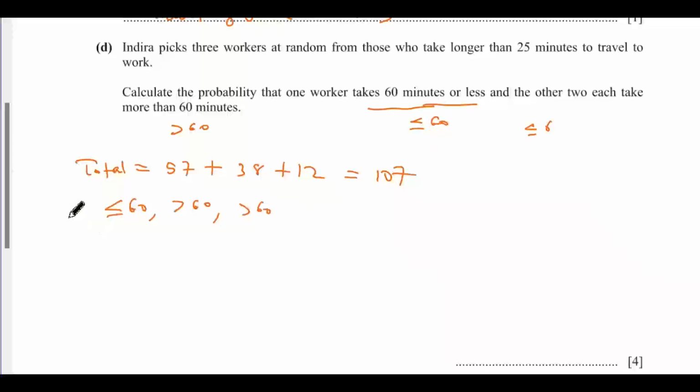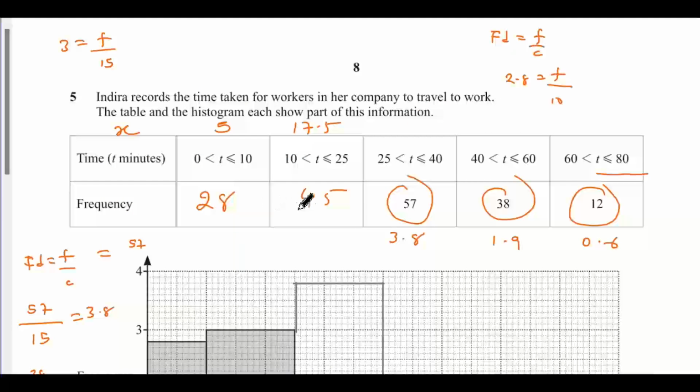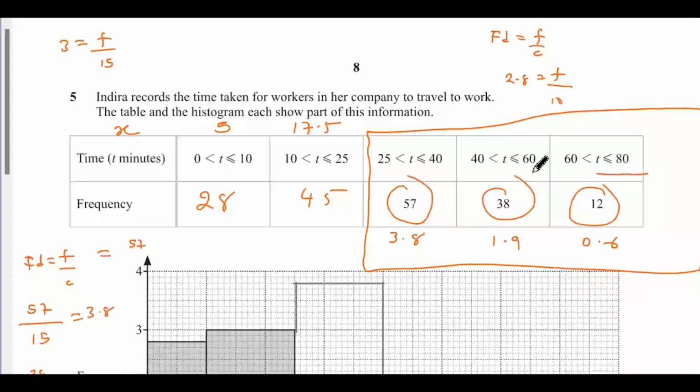Let me show you. Less than or equal to 60. Let's go to the table again. In this region, don't forget that we are only dealing with this region here. Less than or equal to 60 will be these people, 38 and then 57. If you add them together, that will be 95.